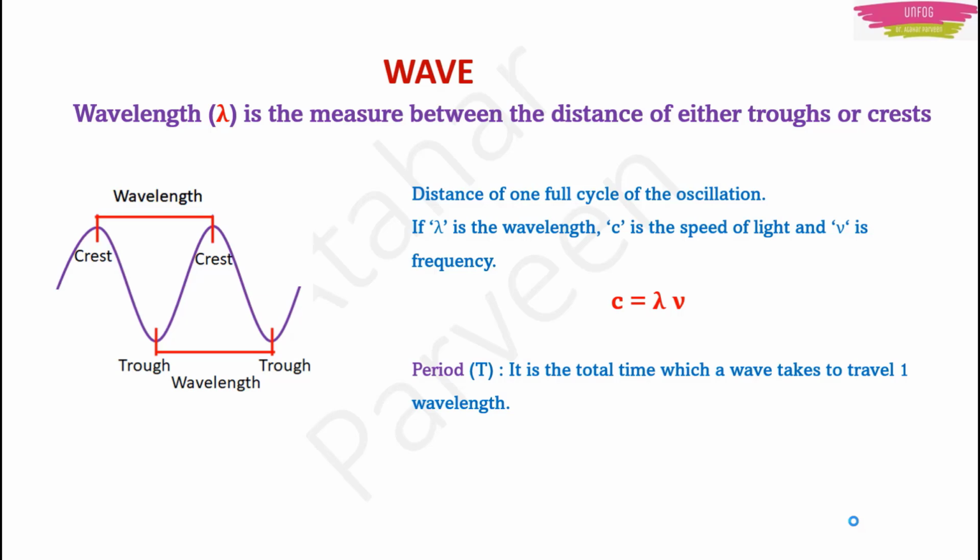Now, the time taken by this wave to travel for one wavelength is known as period or time period. It is denoted by T, and because we are talking about time, its unit will be in seconds.